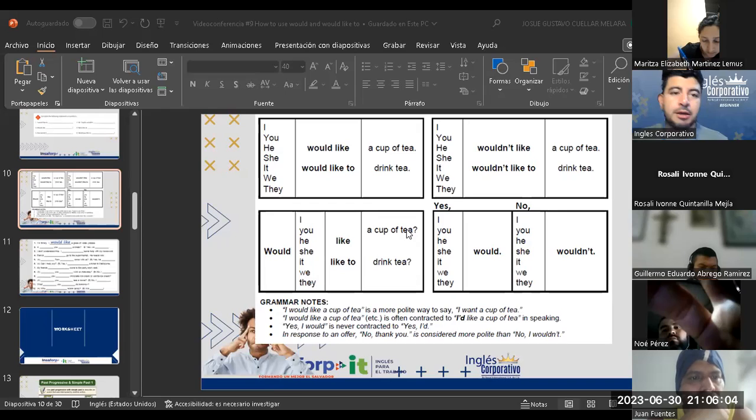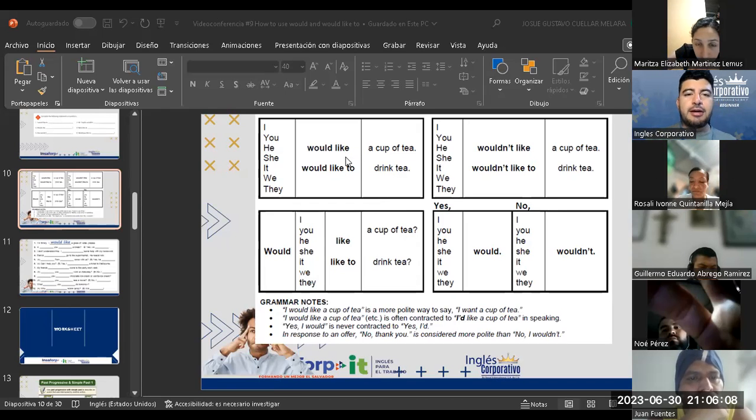Ok, explicar algo bien sencillo. You use would, por ejemplo, would like. Pueden utilizar el would like cuando quieren algo en específico. Por ejemplo, I would like a cup of tea. Me gustaría una taza de té.